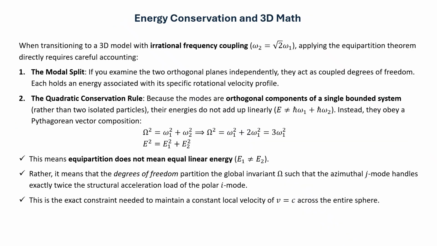Energy conservation is really interesting, because here I come into the math of the model. When you transition from a planar or 2-dimensional model of oscillating charge with an irrational frequency coupling, the ratio of omega 1 and omega 2 is 1 divided by the square root of 2, or we can write it as omega 2 is the square root of 2 times omega 1.